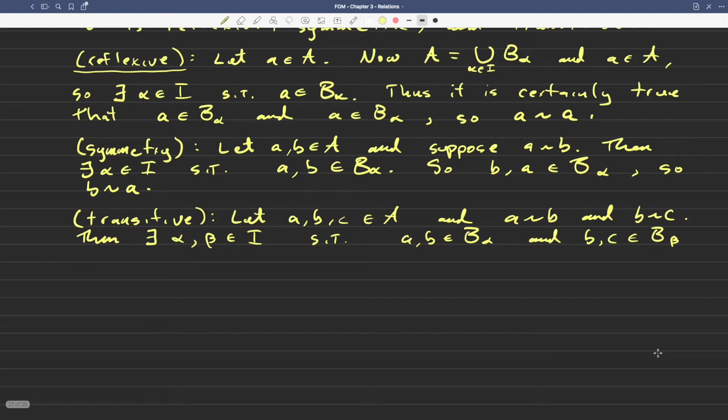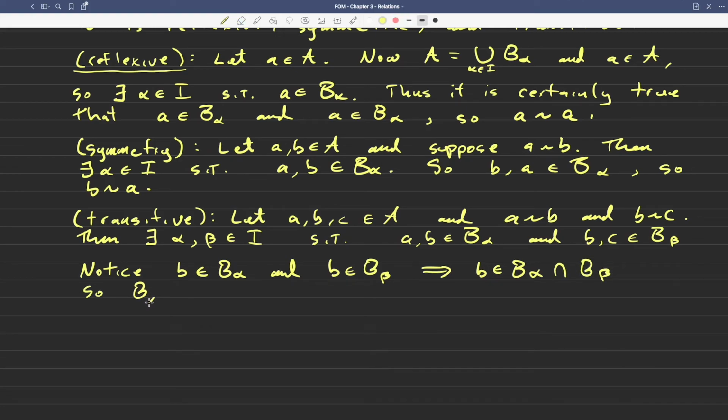We're going to have to take advantage of the fact that two sets in the partition are either equal or disjoint. So notice little b is an element of B alpha and little b is an element of B beta. So that tells me that little b is an element of B alpha intersect B beta. So B alpha intersect B beta does not equal the empty set. So here what we have is two sets in the partition that are not disjoint. And if they're not disjoint, they must be equal according to the definition of partition. So we know B alpha equals B beta.